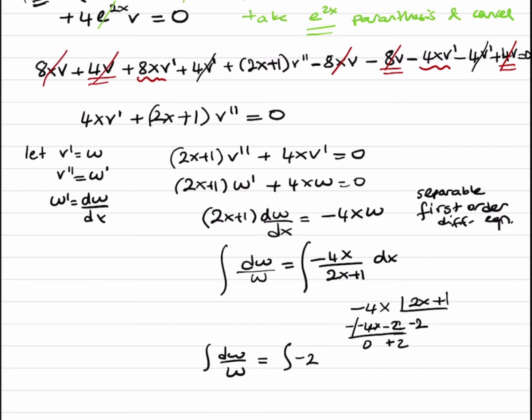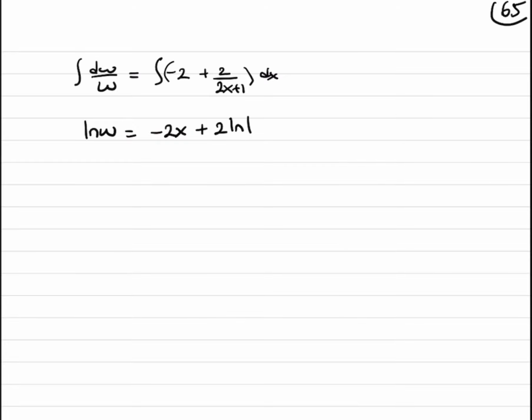So we have minus 2x plus 2 over 2x plus 1 dx. Okay, let me copy it here to the next page. Now, we know that here is ln w. What is the derivative? Minus 2x plus 2 times ln 2x plus 1 over 2.